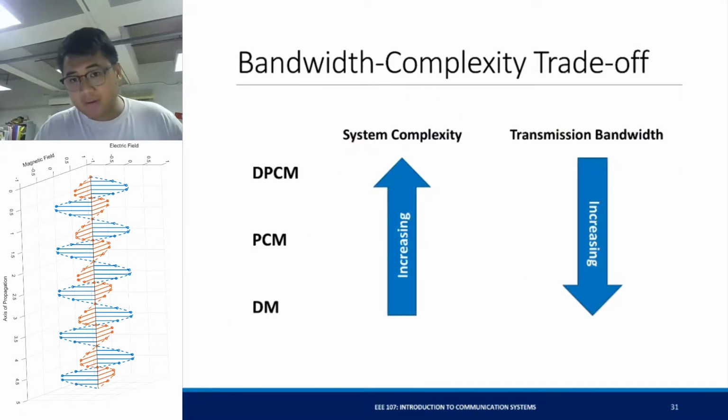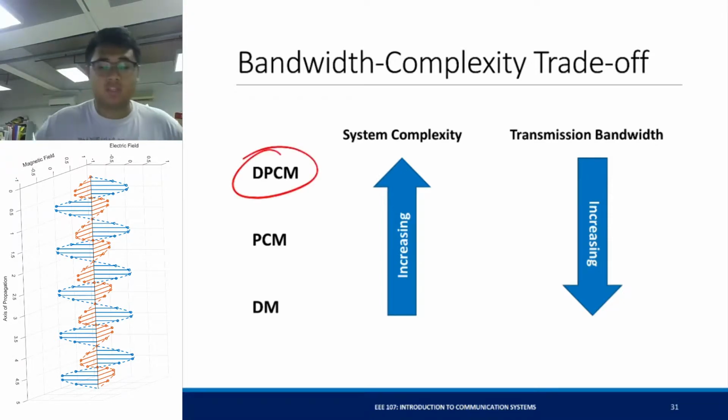To summarize the difference of the three, if you want smaller bandwidth, you need to increase your system complexity, and that's achieved with DPCM. It's very complicated, but at least you save bandwidth. But if you want the system to be simpler, you have to sacrifice the bandwidth. This is a fundamental trade-off. If you want to be more bandwidth efficient, you need to increase the system complexity. And this will also be true as you study more advanced communication systems. It's still apparent that if you want to be more bandwidth efficient, you have to increase the system complexity.